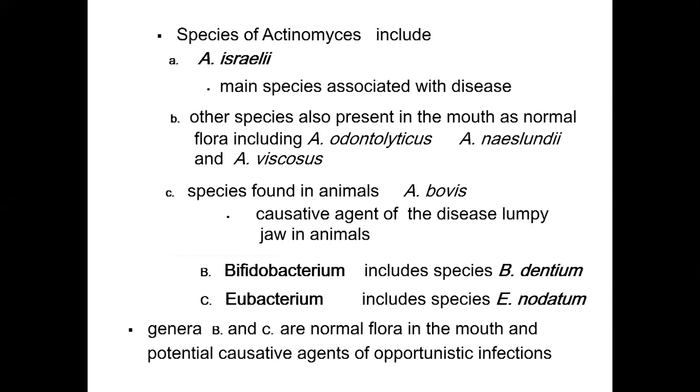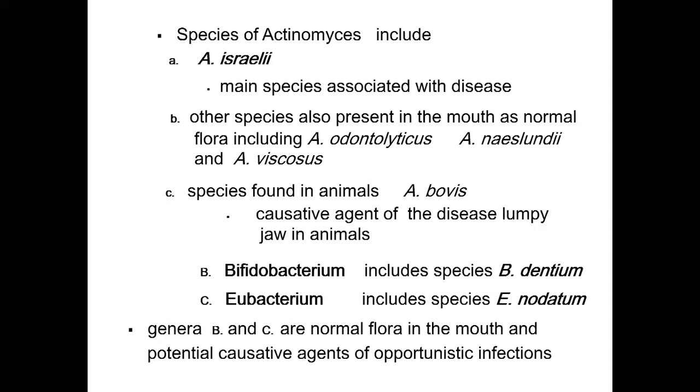So in this genus, there are many species. One of them is Actinomyces israelii. That is the name of a bacterium. It has nothing to do with the country or anybody. It is just its name. And it's the main species associated with disease. Although it occurs as normal flora in those parts we have mentioned, it is associated with disease from time to time.